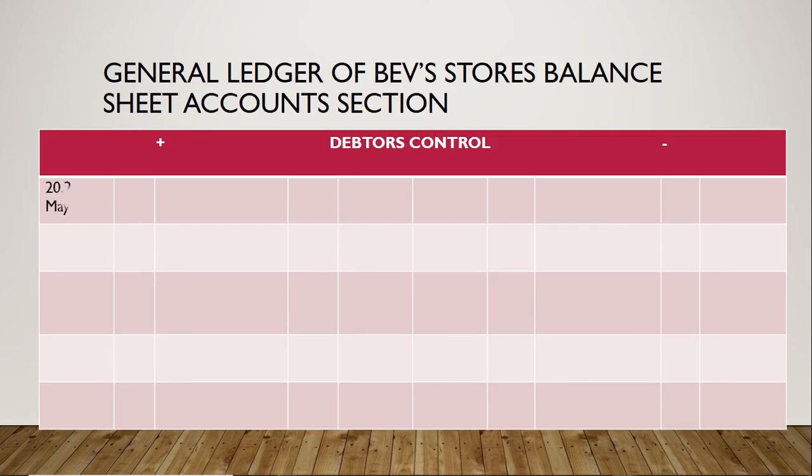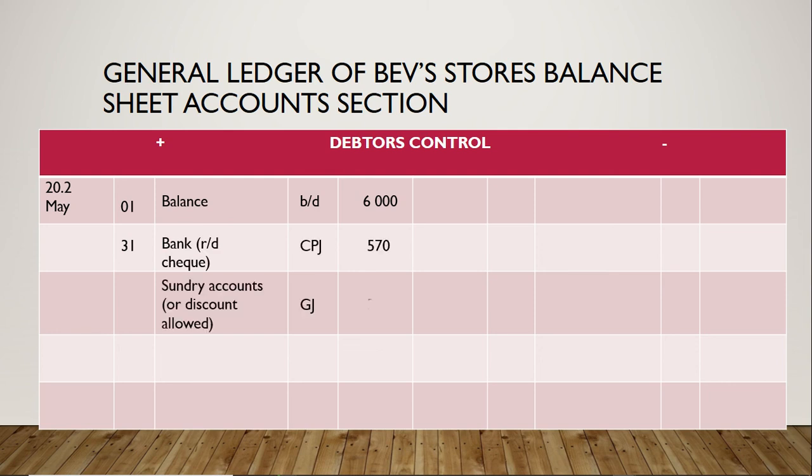Debtors control increases on the debit side. Well, this is just the balance that is given to us, which is 6,000 rand. And on the 31st, we received an EFT check. It will be in the CPJ. We're going to increase it by 570, and we will increase it by the discount that was initially allowed. But note that on the 18th, well, this will actually be done on the 31st, but on the 18th, we actually received that check and we allowed the discount.